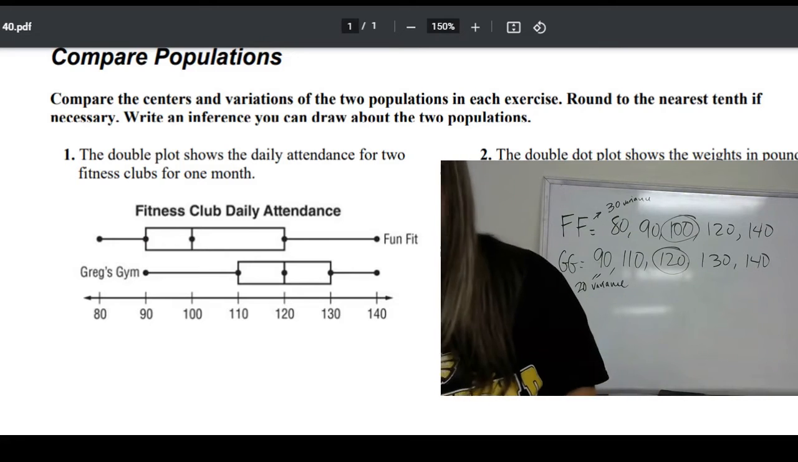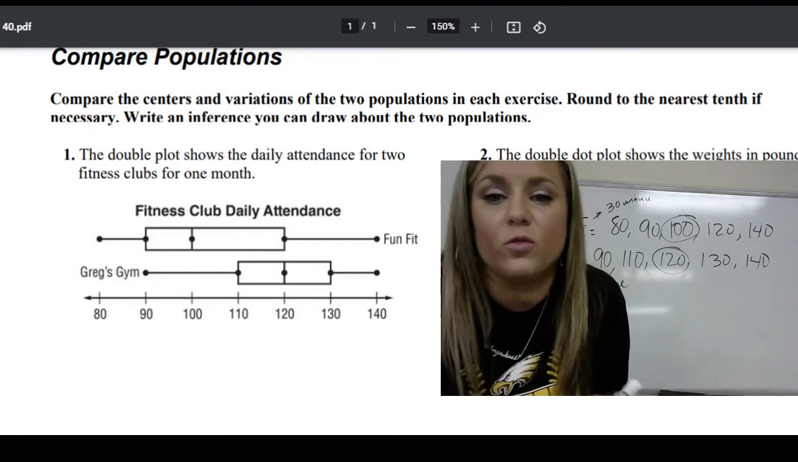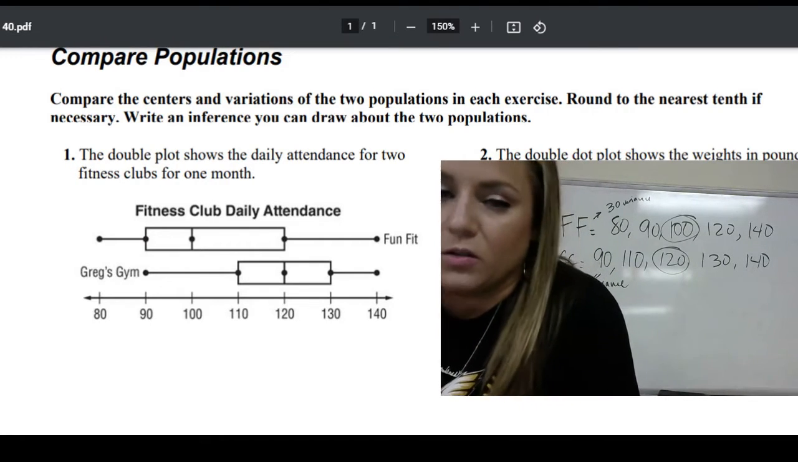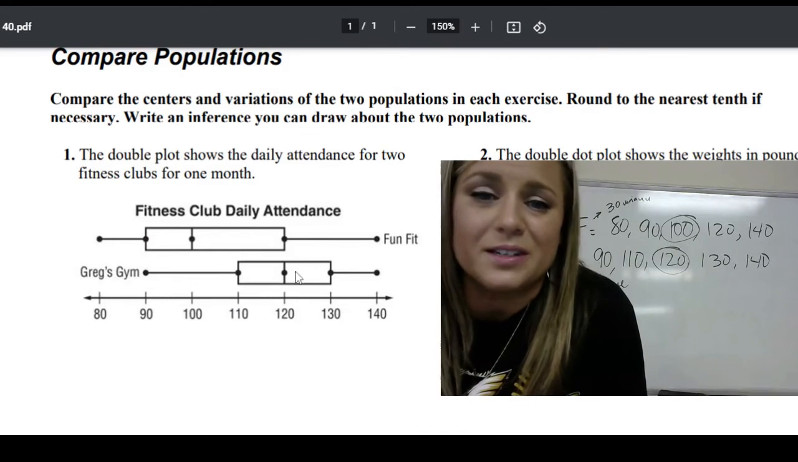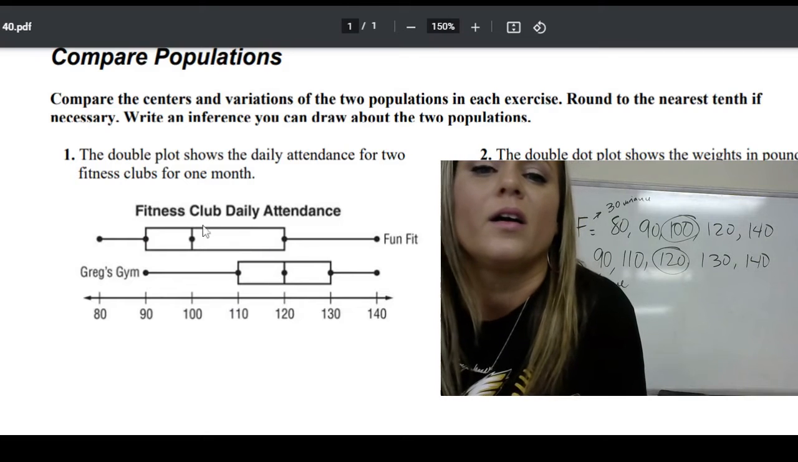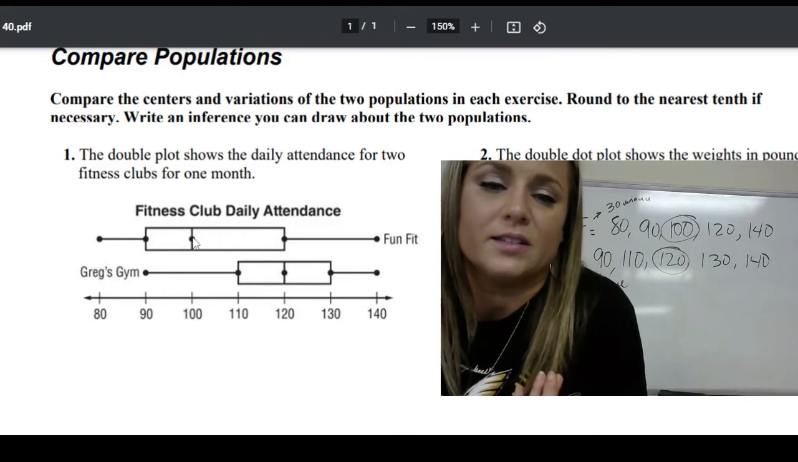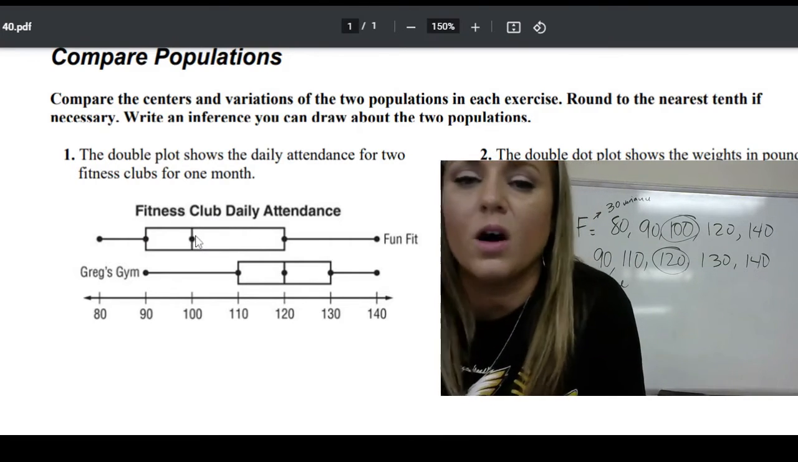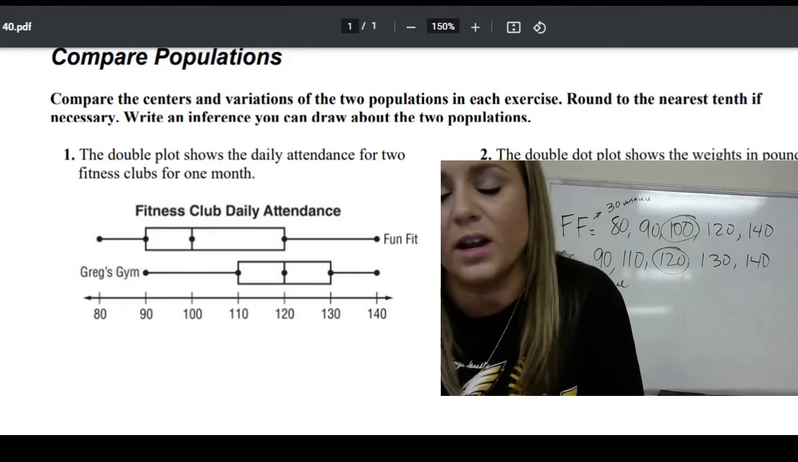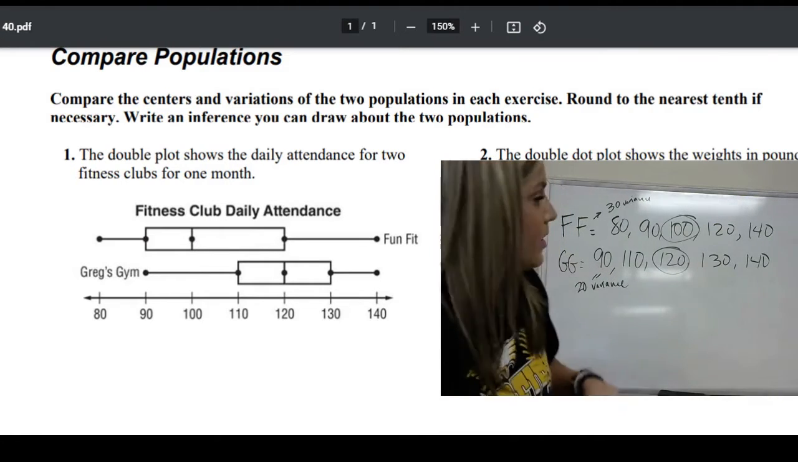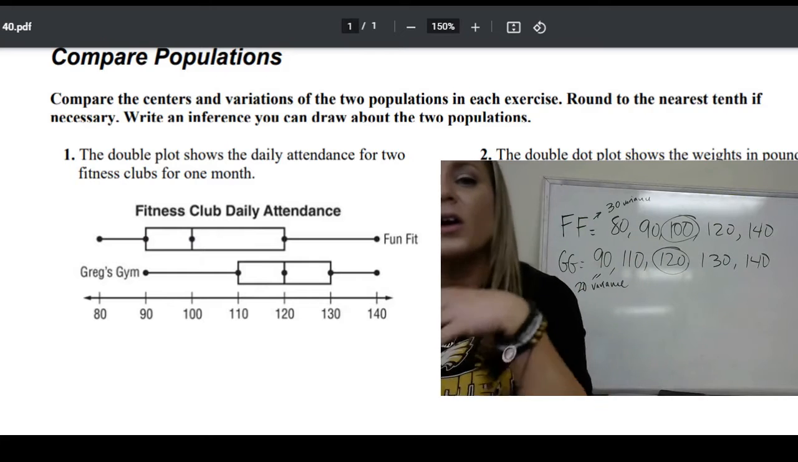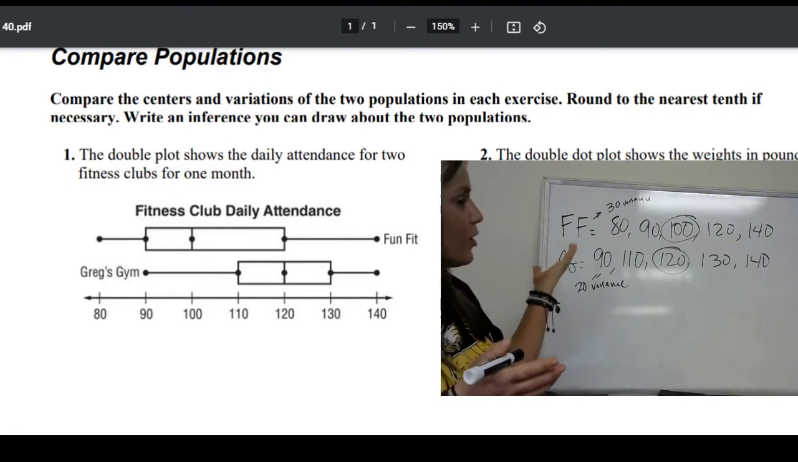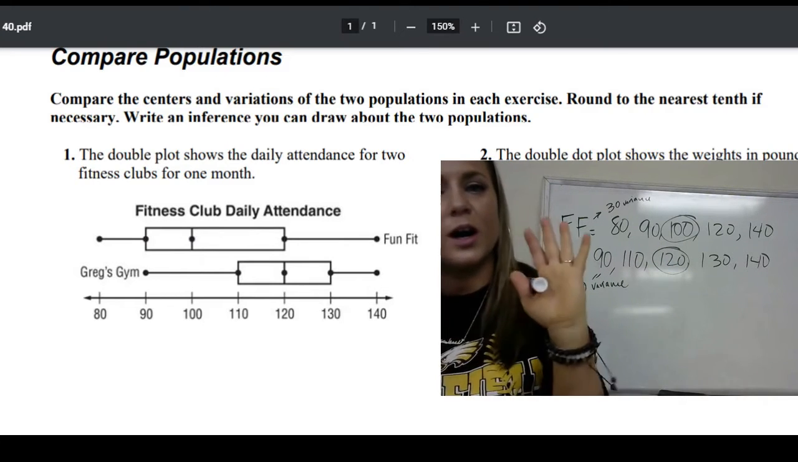All right, so if I was going to compare these two, what I would say is that Greg's Gym has a greater attendance, right? Obviously, it has a greater attendance overall because its minimum attendance is 90. Its average attendance a day is 120, where Fun Fit is 100 a day. So overall, Greg's Gym has a higher attendance rate. And it has a smaller variance. Its variance is only 20. It only varies about 20 people, okay, where Fun Fit varies about 30 people, okay? So I hope that you understood that.